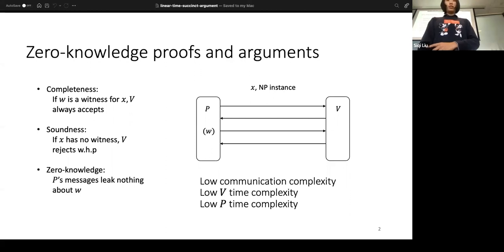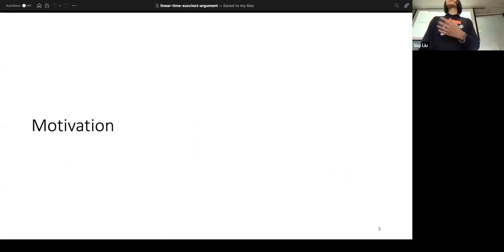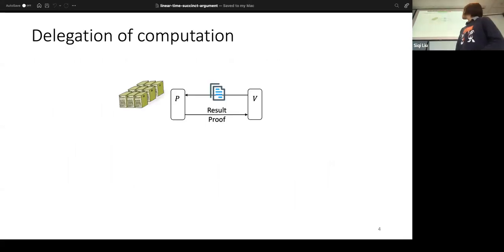After I introduce these objects, I want to motivate a bit why we study them. This is a very classic motivation, which is delegation of computation, in which the verifier V basically outsources some computation to a more powerful party, the prover P. The verifier sends some data that it wants to analyze to the prover, and the prover, who has more computation power or maybe a patented method of analyzing data, could efficiently analyze these data and send the result back to the verifier.